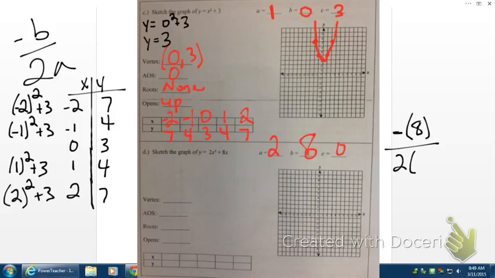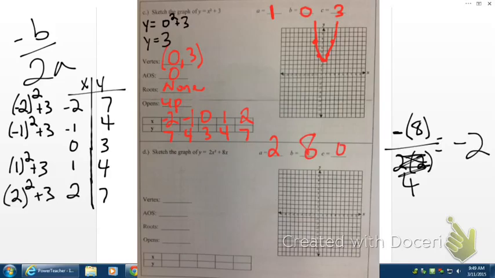What's the value of A? 2. Okay? So that's going to give me 4 once I work that out. It's going to give me a negative 2. Okay? So everybody's got me so far. That's the axis of symmetry. It's negative 2.